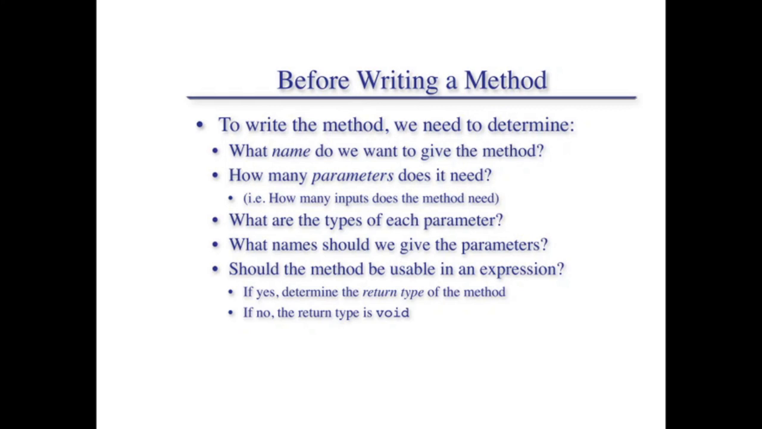And how many parameters does it need? In our case, it needs only one. What are the types of each parameter? In our early example, the static sine method had a double as its argument. It had only one argument, but there can be any number of arguments according to our need. They are all separated by a comma, and they can differ in their data types as well. What names should be given to the parameters? These things must be kept in mind before designing a method.